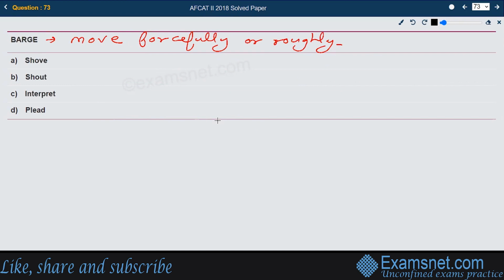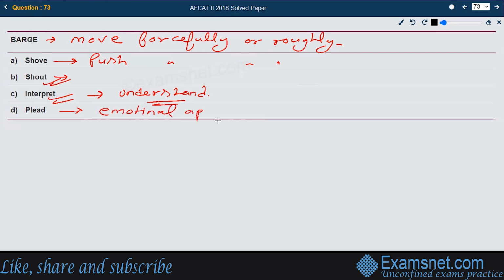Let us have the meaning of all the other words given there. The word shove means push forcefully or roughly. The word shout means to make a noise loudly. Interpret is to understand. Plead simply means to make an emotional appeal.